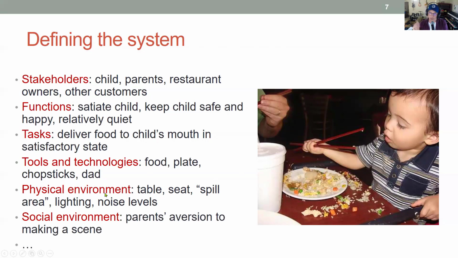Social environment. So the basic expectation of behaving in public could be the sort of social pressure that affects this system outcome. Parents' aversion to making a scene. Maybe the child likes making a scene, then you've got two social factors there, or maybe interesting interactions, right? You can come up with this.